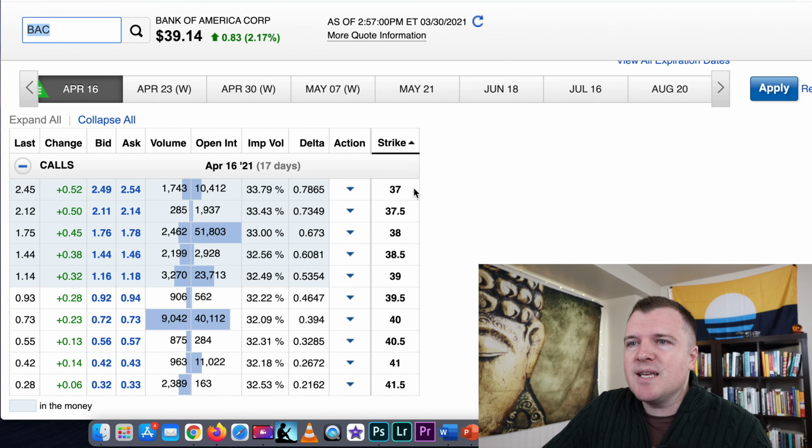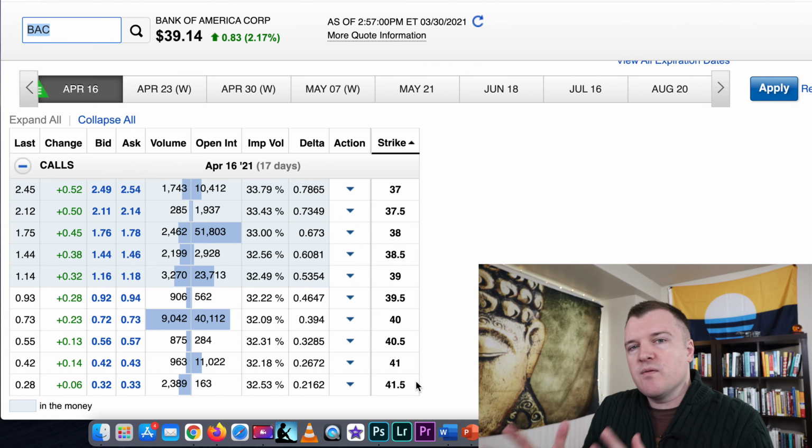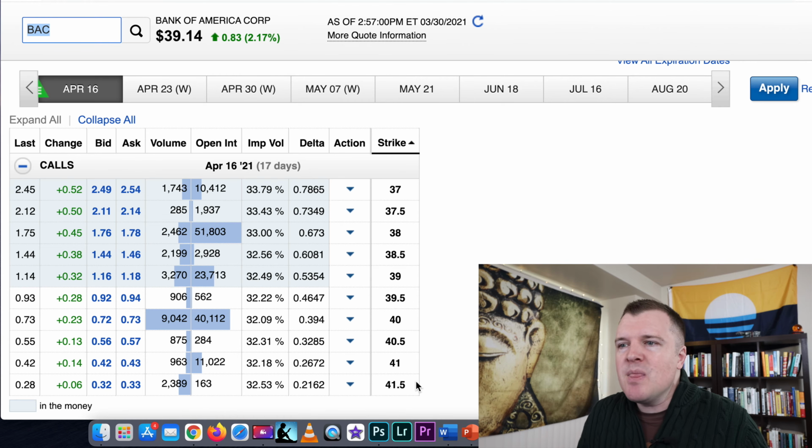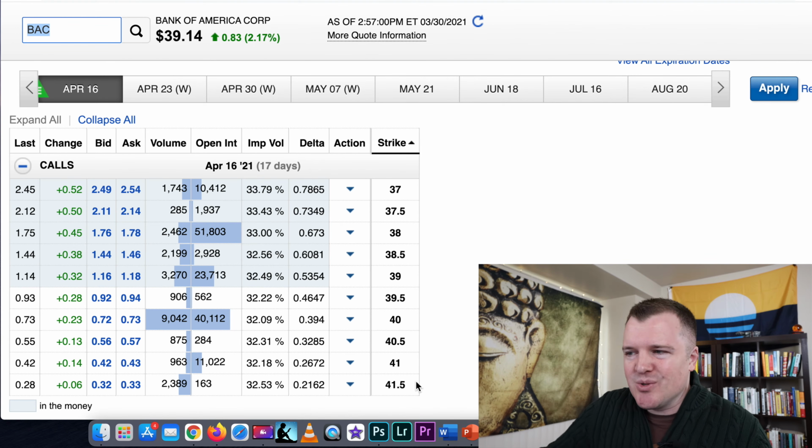So anything below 39 is in the money. Your shares will be called away. Anything above 39 is out of the money. So what we want to do is sell a covered call, potentially on a strike price that's out of the money. We don't want to guarantee that it's going to get called away.